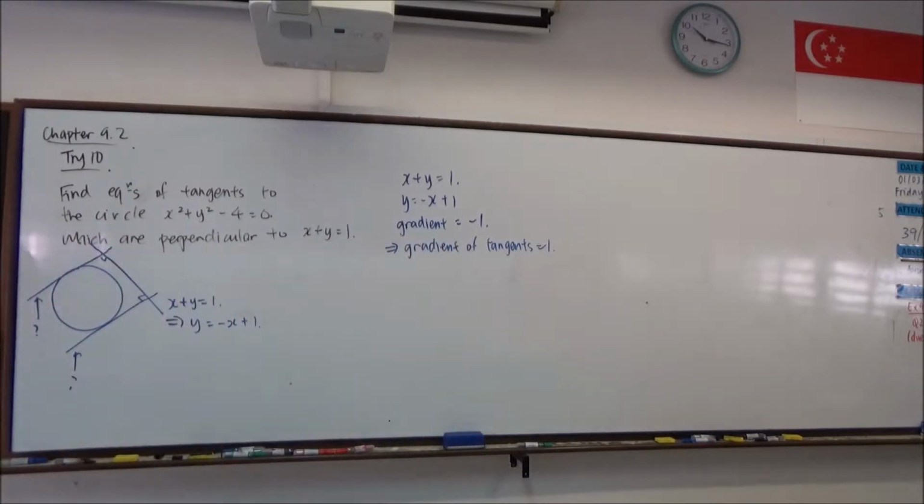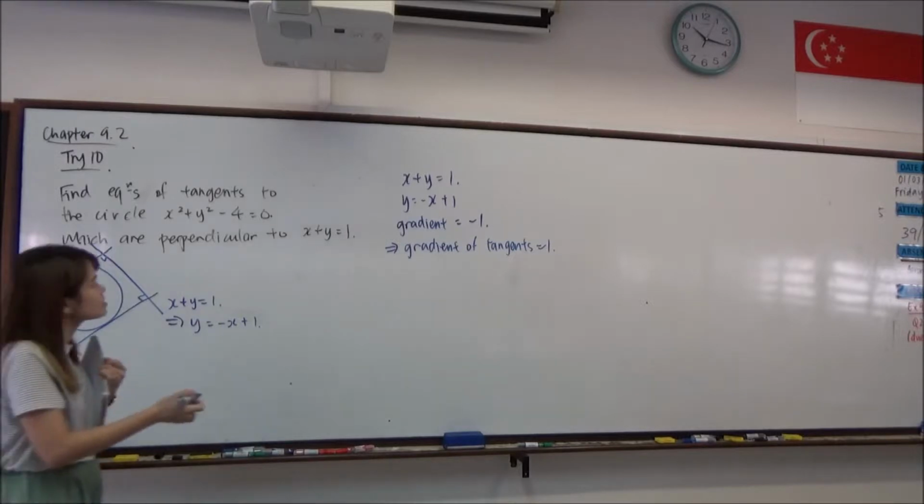The tangent to the circle. Use the equation to find the diameter. How would we do that? Find the radius first. To find the radius, let's just try that.